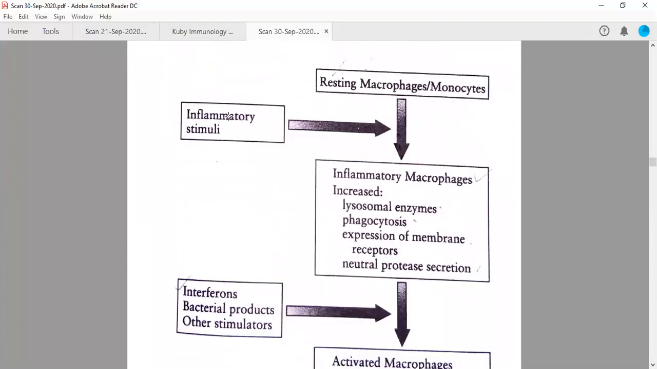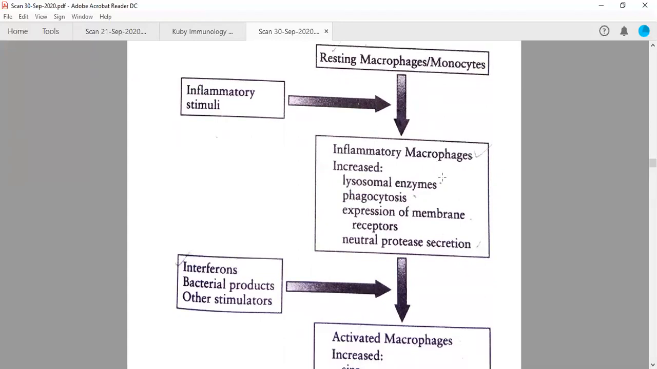If there is any inflammatory stimulus coming, some cell fragments, for example C5a, interleukin 8, all these are inflammatory stimuli. They will activate these monocytes or macrophages so that they are converted into inflammatory macrophages. How will you characterize them? There is an increase in lysosomal enzymes, an increase in phagocytosis, and expression of membrane receptors will increase. We will discuss how many different types of membrane receptors are found over macrophages. We'll cover this one. And neutral protease secretion.